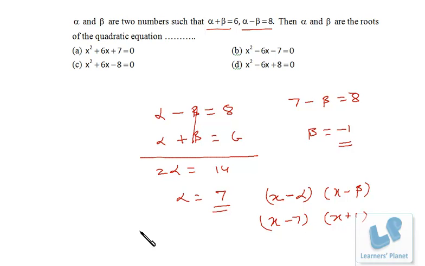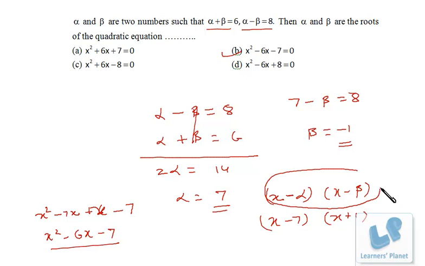So if we simplify that, we'll be getting the quadratic equation. So it's x square minus 7x plus x minus 7. So it's x square minus 6x minus 7. This is the quadratic equation. Okay, I hope you are clear. This is the quadratic equation whose roots are alpha and beta, provided the coefficient of x square is 1, which is there in all the options, right? So you can directly put the value of alpha and beta over here. Okay.